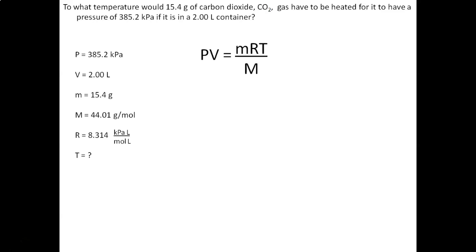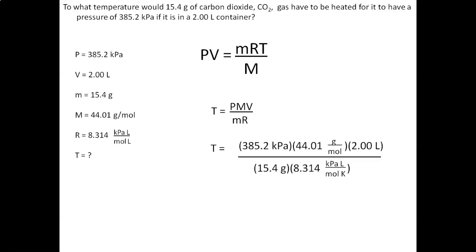So, to what temperature would 15.4 grams of carbon dioxide have to be heated to have a pressure of 32 kilopascals? We write down our givens. In this case, we're looking for temperature. We write down our modified ideal gas law equation, isolate for the variable of interest, substitute in, and solve. And so we get a temperature of negative 8.19 degrees Celsius.